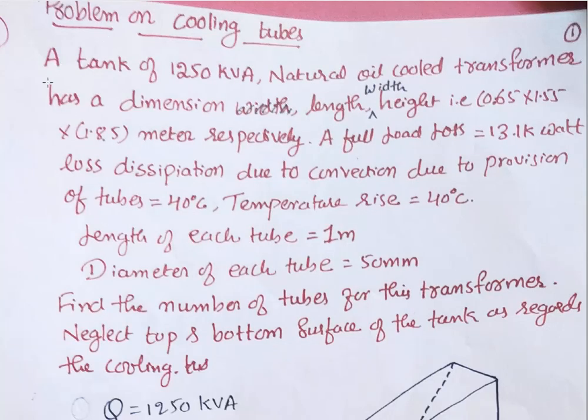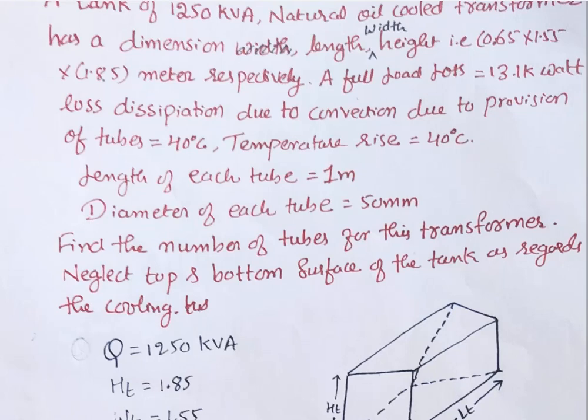Yes, the first question is a 1250 kVA natural oil cooled transformer with tank dimensions length, width and height of 0.65 meter, 1.55 meter and 1.85 meter respectively. That means the length, width and height have been given. The full load loss is 13.1 kilowatt.